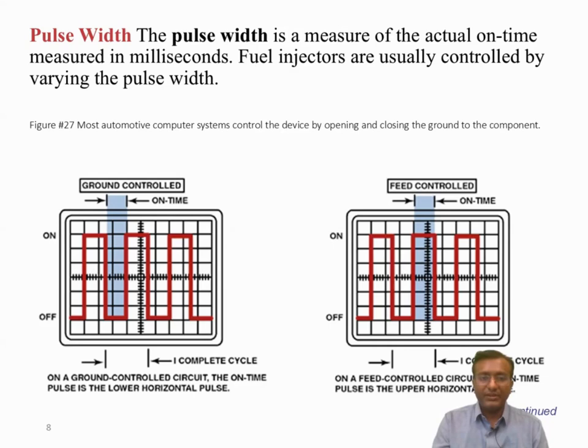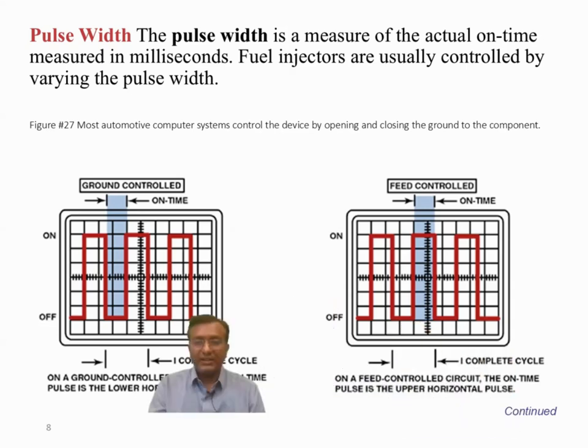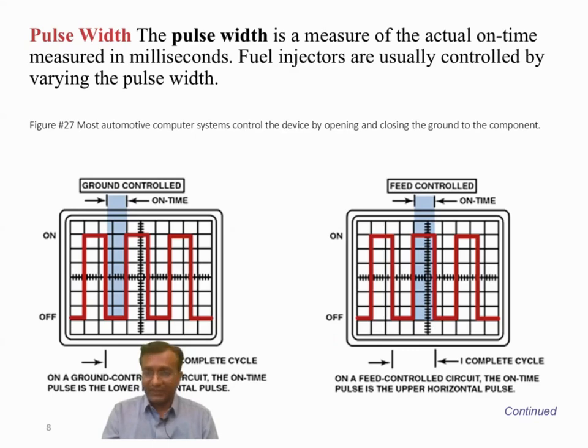So this is the complete cycle on the ground control circuit. The on time is the lower horizontal line. So this is the on time when it is connected to the ground. But when the feed is provided to the system, the on time is the upper pulse of this horizontal line. Most automotive computer systems control the devices by opening and closing the grounds of the components, and according to it, the pulse train phenomena can also change.